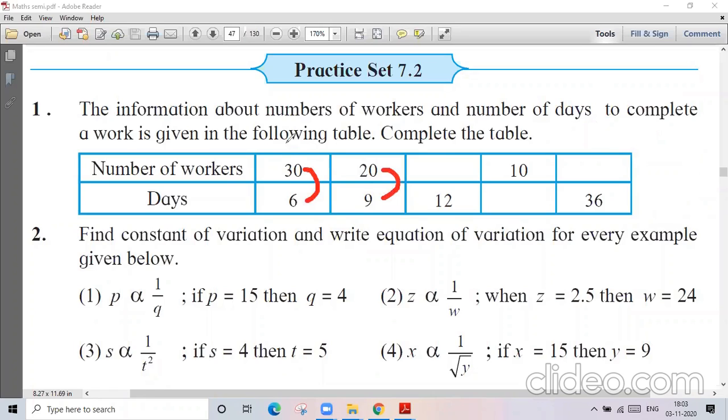Why? Because x into y is 180 here. Understood? Suppose the number of workers is x and the number of days is y. So 30 into 6 is 180, and 20 into 9 is 180. So here what will the answer be? To make 12 into 180 it will be 15. Multiply and check. Here it will be 18, and here it will be 5. So this is the answer.